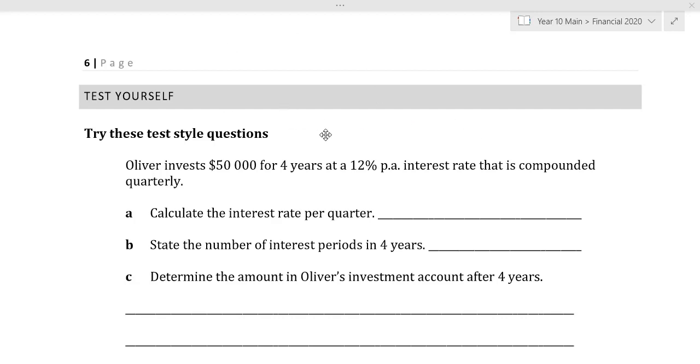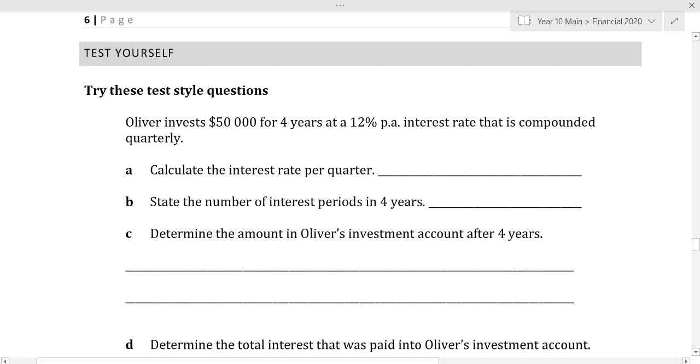Hi everyone, in this video I'm going to go through comparing interest and also have a look at some test and exam style questions for financial. So I'll just start with this. You've got your notes, and on page 6 of your notes we've got this question here, so I just wanted to go through this with you.